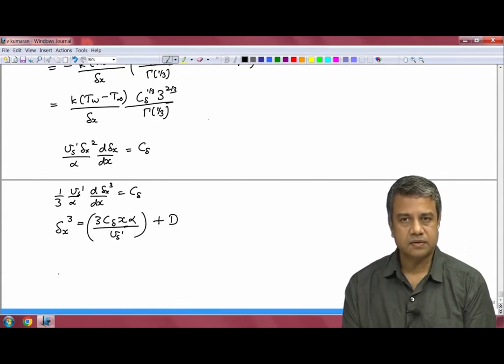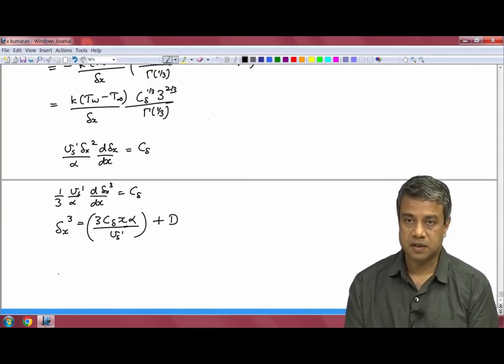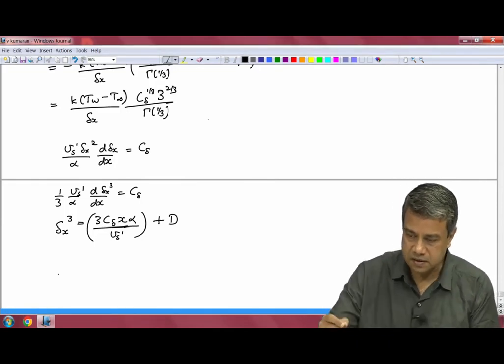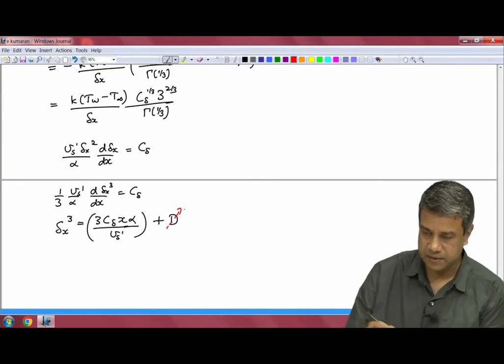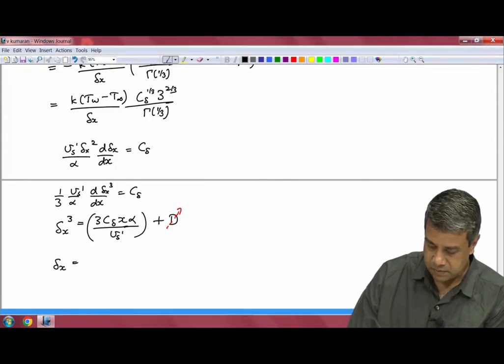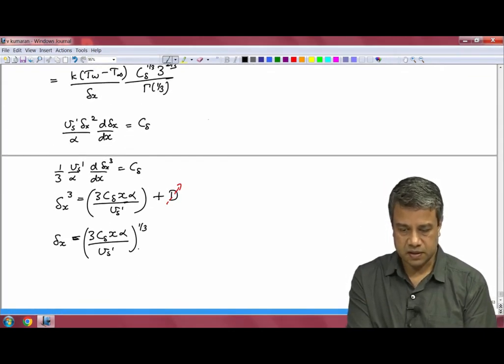At x equal to 0 is the start of the heating section, and at that location there has been no heating yet. That means that the boundary layer thickness has to be equal to 0 at x equal to 0, or delta x has to be 0 at x equal to 0. This implies that the constant d is equal to 0, and therefore I get an expression for delta x. Delta x is equal to 3 C delta x alpha by Vs prime whole power 1/3. That is the equation for the boundary layer thickness.